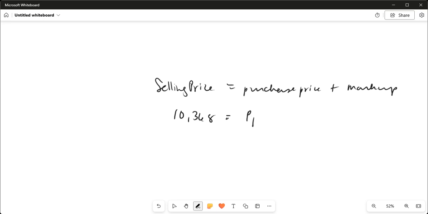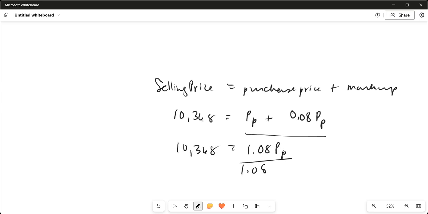So we've got purchase price plus the markup, which is 8%. Okay, add these two together, so that's 1.08. Divide both sides by that. 10,368 divided by 1.08 is $9,600.